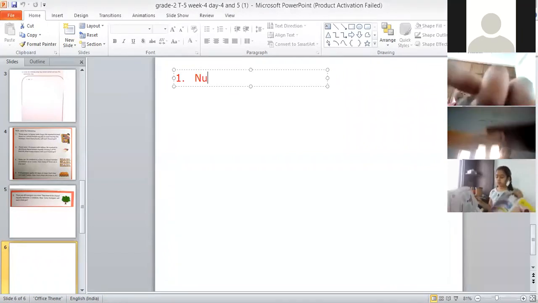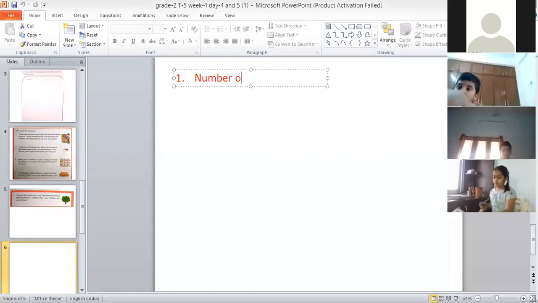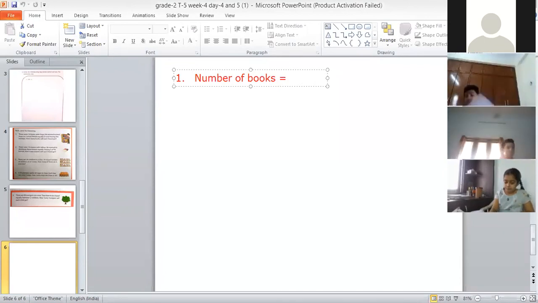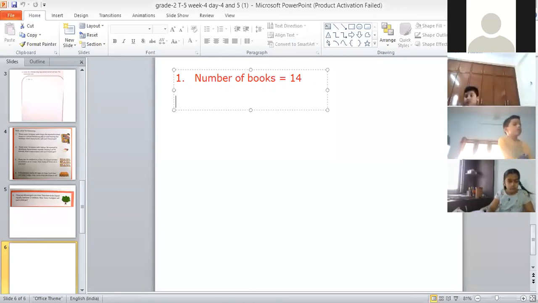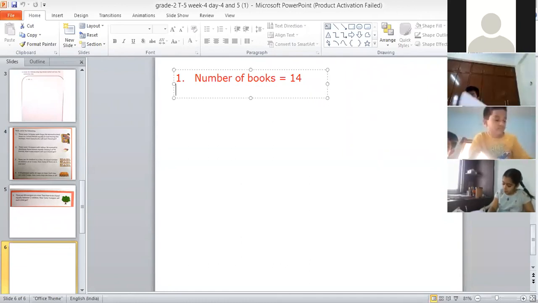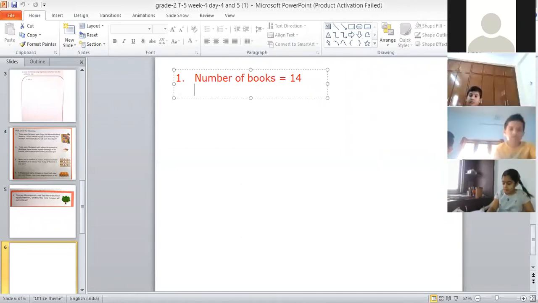So first one will be number of books. How many books? You have to write this in your math notebook. Number of books, how many? 14, right? And we will write number of friends. How many friends are there? Pathan, just give me a second. Number of friends.